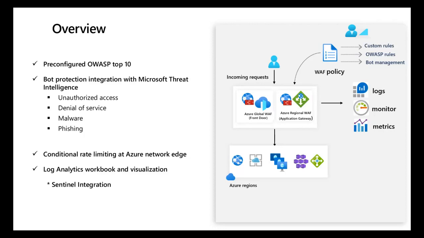Then we also have bot protection. So there are different types of bot categories. There's the good, there's the bad, there are some unknown bots. So how do you prevent the bad bots from getting access to your environment? You want to make sure that you have this in your environment and it's turned on and it's working right. And bot protection also works with the Microsoft Threat Intelligence.